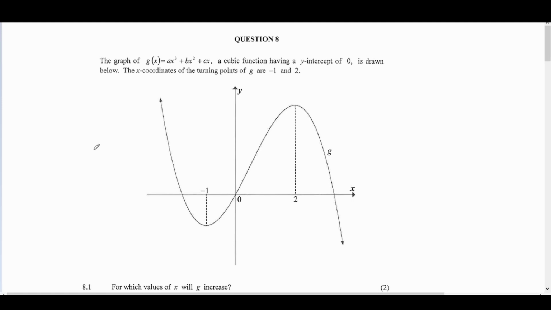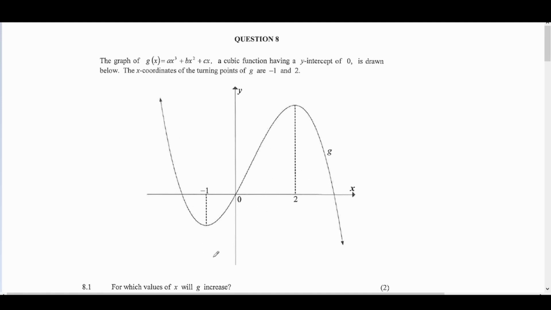Hey everyone, back with question 8, and we are doing a cubic function. This is question 8 of paper 2020, math paper 1. We're given the graph of g of x, which is equal to ax cubed plus bx squared plus cx, a cubic function having the y-intercept at 0, as you can see in our graph, drawn below. The coordinates of the turning point of G are minus 1 and 2.